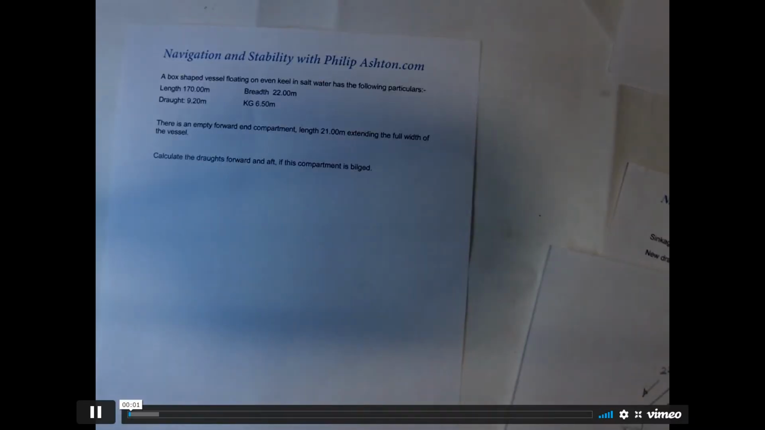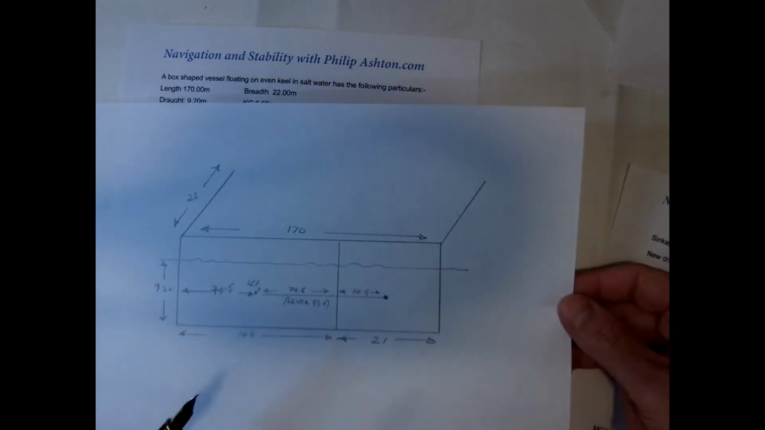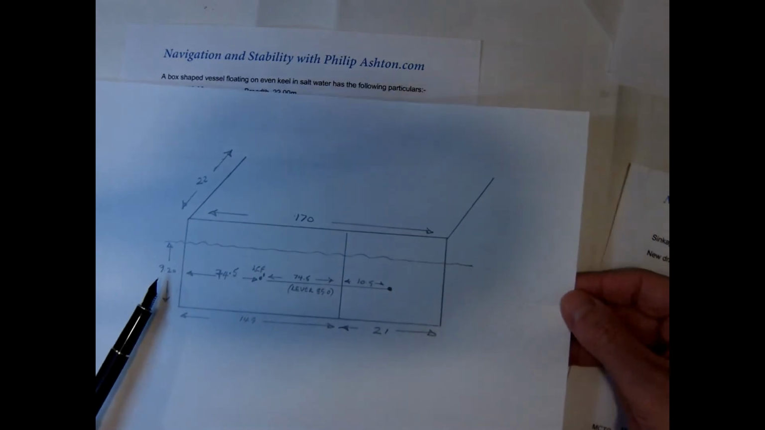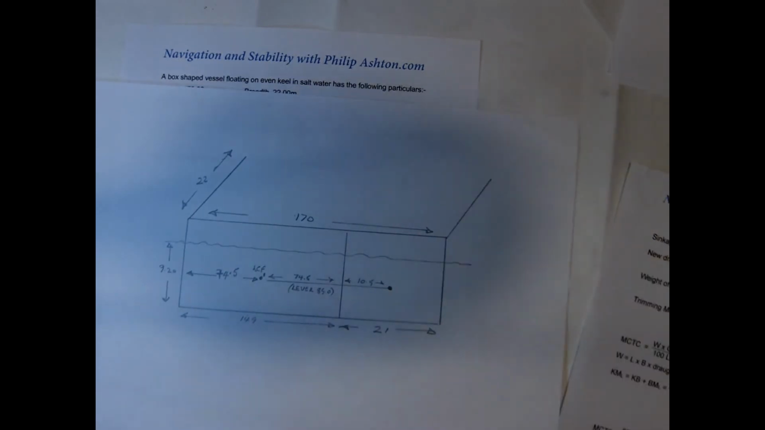Okay, box-shaped vessel. Again, we're looking at the second method. Forward end compartment is bilged, no watertight flat. So when we look at the sketch here, 170 by 22, 9.2 draft. I think a couple of things I want to look at here.